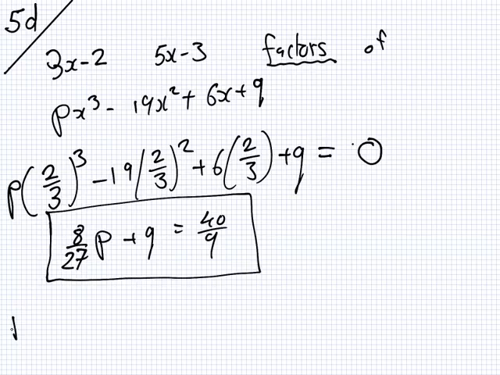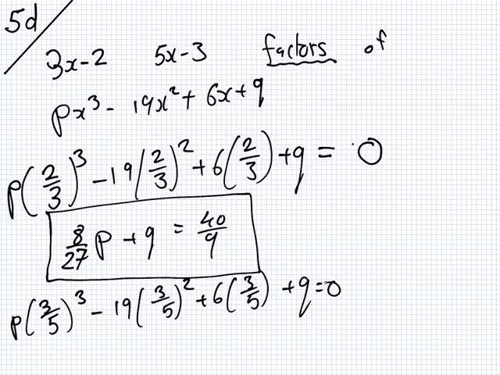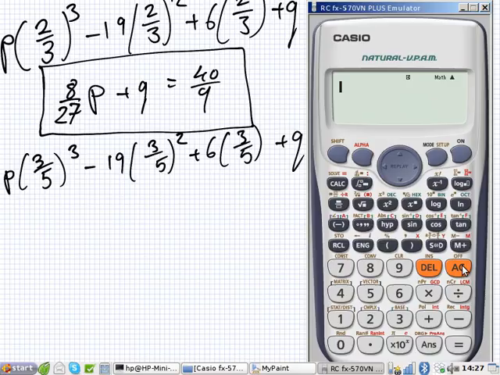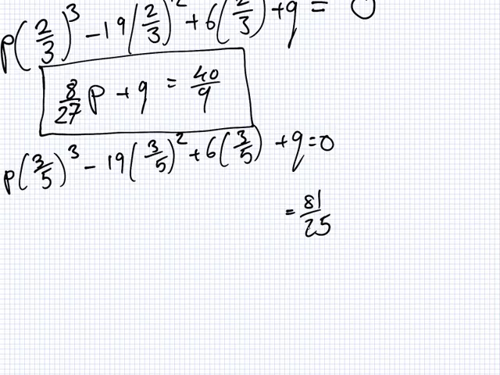And the second one would be P times 3 over 5 cubed minus 19 times 3 over 5 squared plus 6 times 3 over 5 plus Q equals 0. Right, let's see what I get here when I simplify. Minus 19 times 3 over 5 squared plus 6... hold on. I'm going too fast. 6 times 3 over 5. That's minus 81 over 25. So that would be 81 over 25 on the other side. 27 over 125 P plus Q.